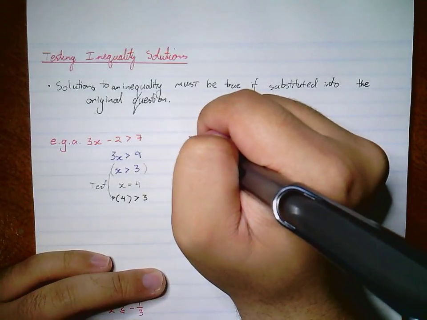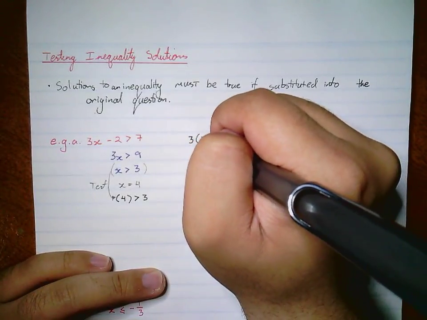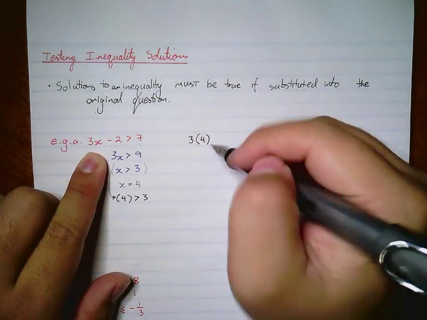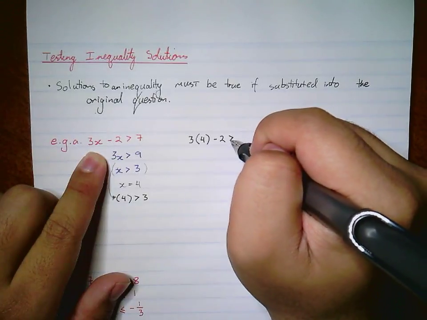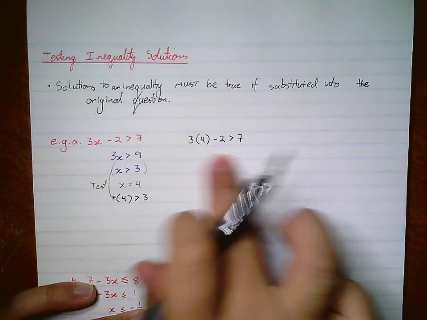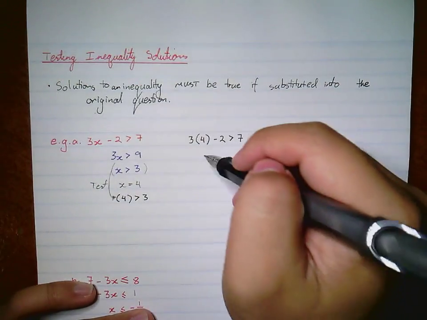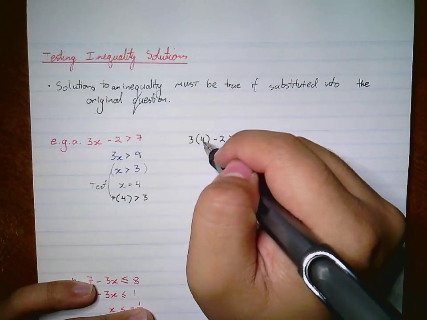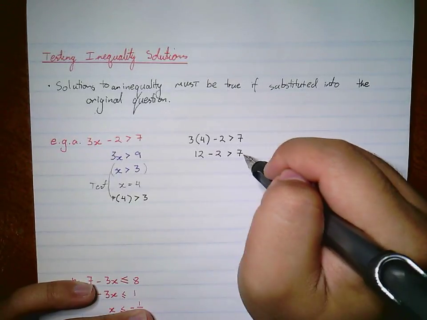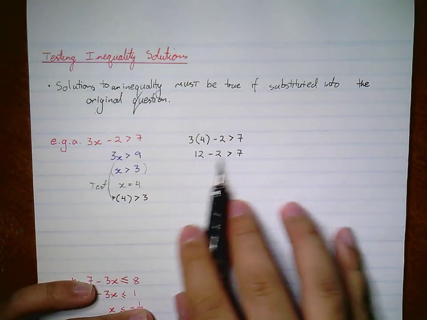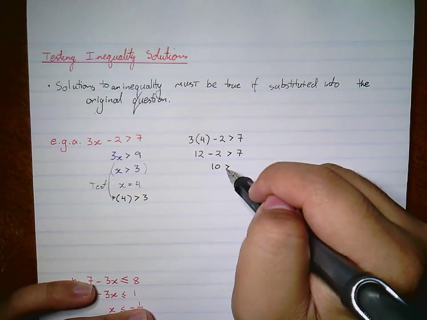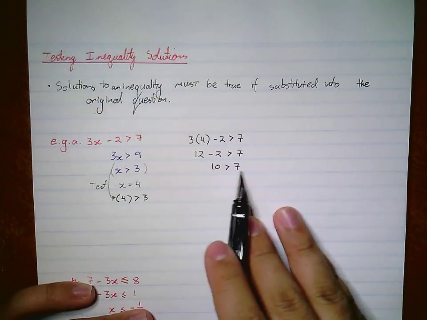So I'm going to substitute the 4 for x. 3x minus 2 is greater than 7. And let's evaluate this now. This time I can't move anything from either side. Let's take a look. 3 times 4 is 12 minus 2 is greater than 7. So I'm just keeping everything else that hasn't changed. 12 minus 2 is 10 is greater than 7. Is 10 greater than 7?